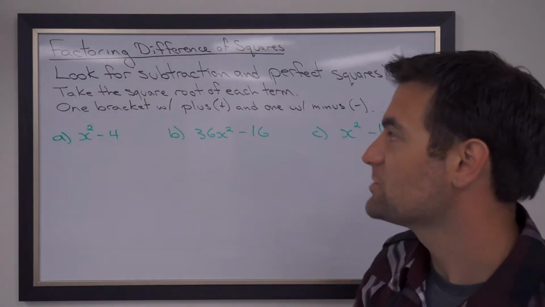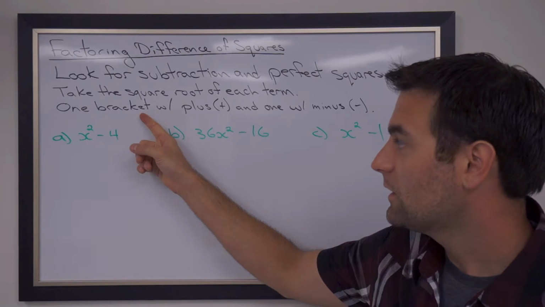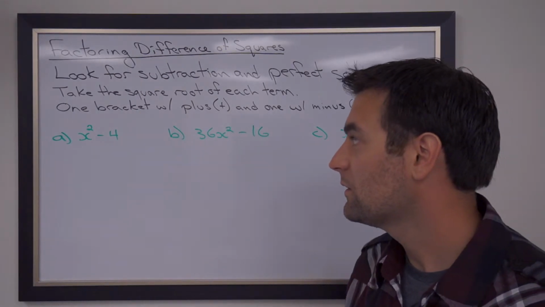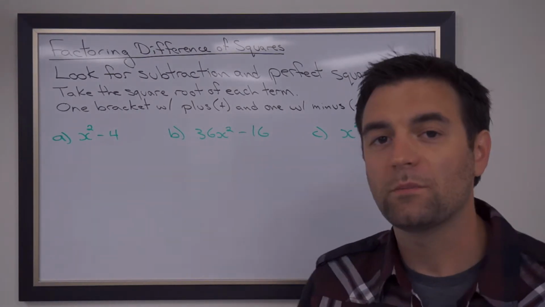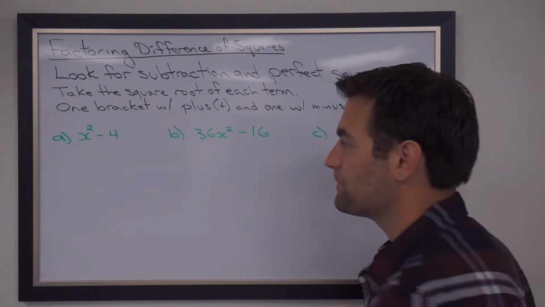If you have that, you have a difference of squares. Once you know you have a difference of squares, you can take the square root of each term, and then in one bracket, you're going to put a plus sign, and in one bracket, you're going to put a minus sign. Those are the two key ideas here. So let's take a look at factoring a difference of squares.